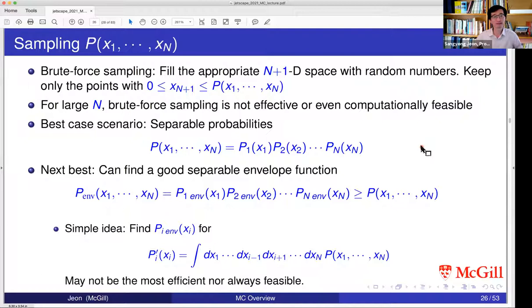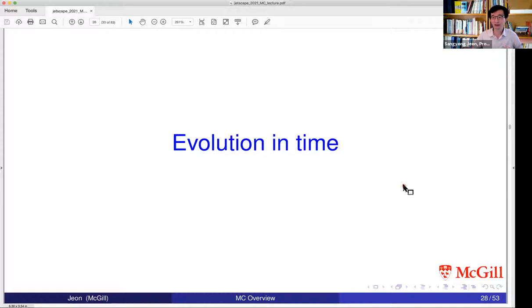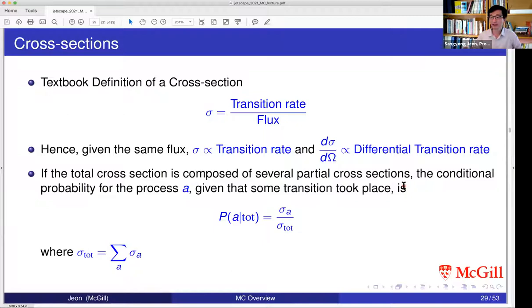Okay, let's talk about evolutions. Okay, I don't have much time, so I'll try to speed things up. So let's talk about the next step in any simulations like ours. Okay, so you find the initial condition. Next thing to do is to propagate that.